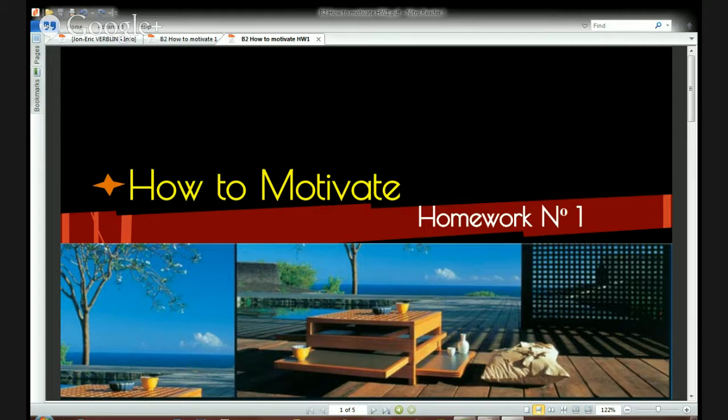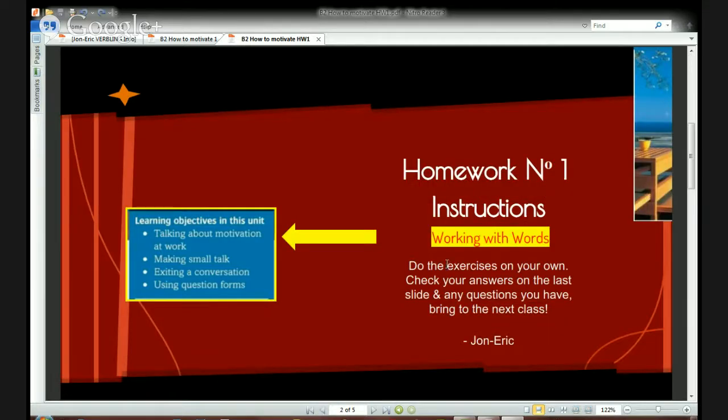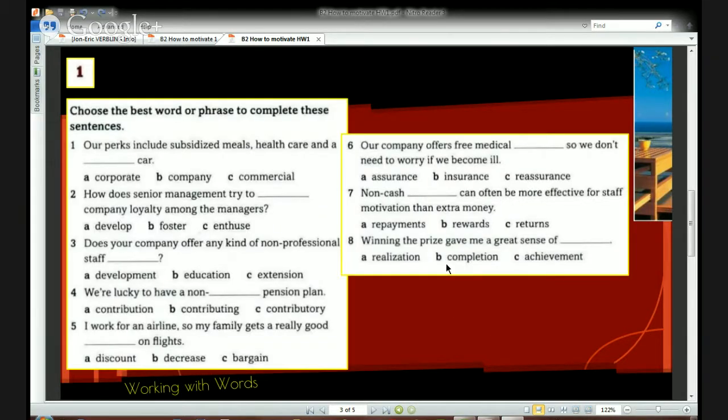Okay, so right now on screen, you should be able to see homework number 1. And what we're going to do is just quickly go through the exercises. So, when I send you these homeworks, as I always say, do the exercises on your own. Check your answers on the last slide, and any questions you have, bring to class. Okay? Maybe because these are short, we can just do these together really quick.